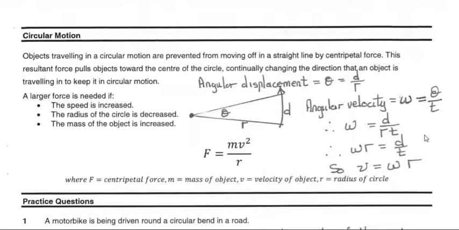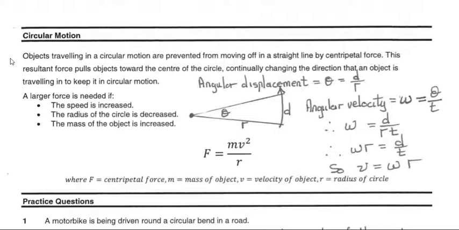In this video we're going over some GCSE Physics problems about circular motion. Just to recap some of the equations that are needed before we look at some example questions. Objects travelling in a circular motion are prevented from moving off in a straight line by centripetal force. This resultant force pulls objects towards the centre of the circle, continually changing the direction that an object is travelling to keep it in a circular motion.